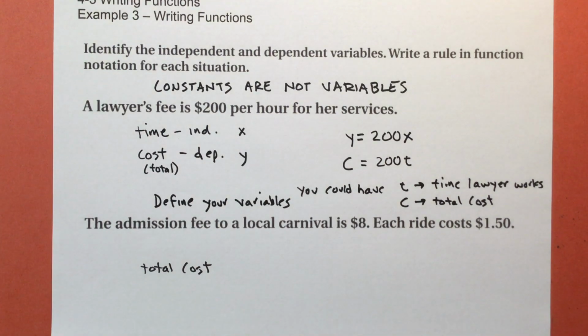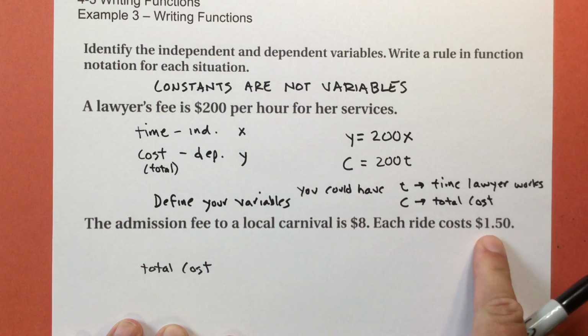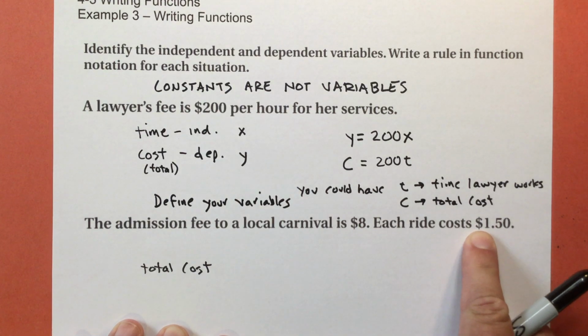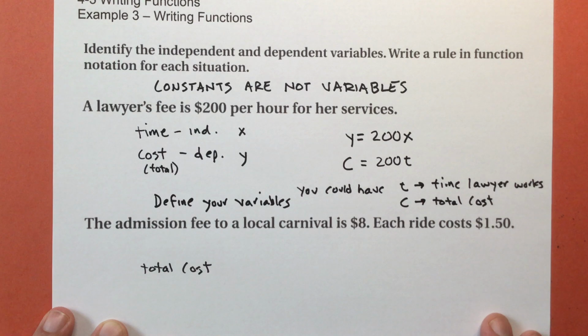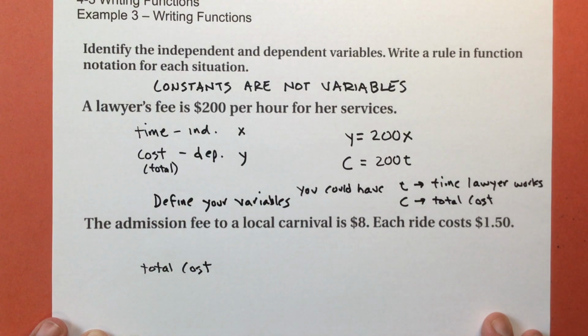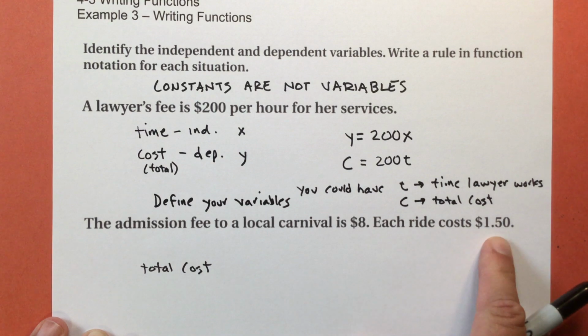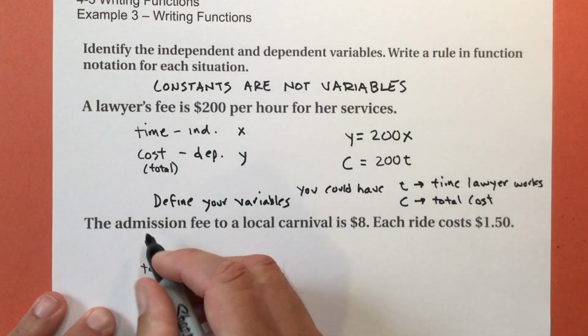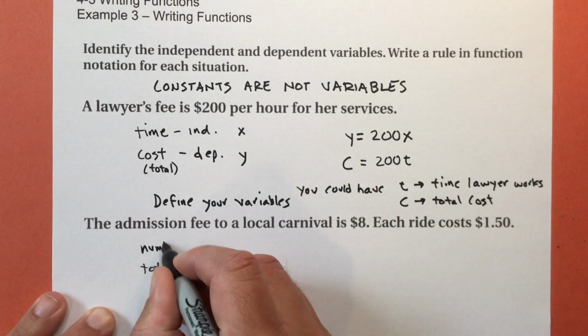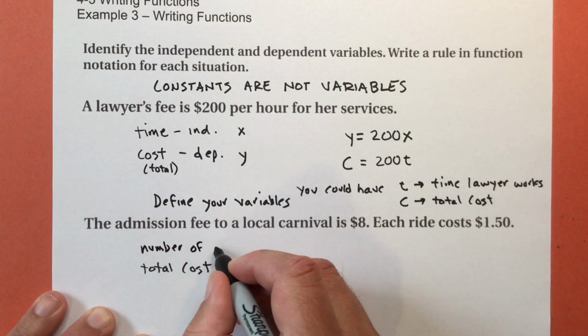Now, this isn't like Valley Fair or someplace like that where once you pay, you can ride as many times as you want. This would be something where there's a fee to get in, and then you have to buy tickets. So you buy tickets, and each ride is going to cost $1.50. Some places are like that, some places are not, so don't worry about that. But you get to decide how many rides you're going to have. So you buy tickets, and we're going to go on this many rides. So I'm going to say the number of rides.